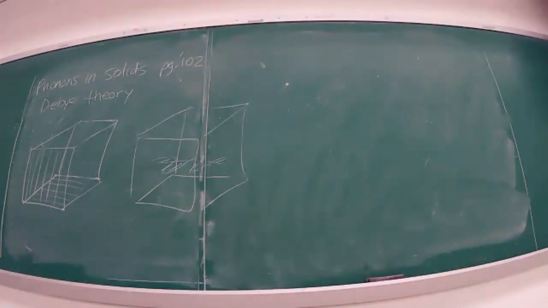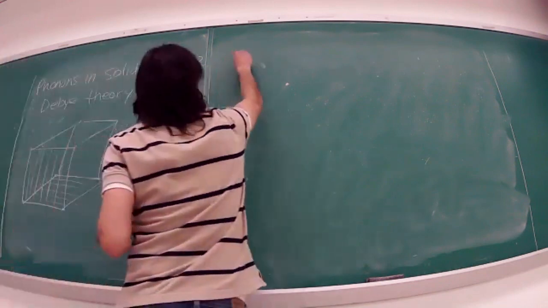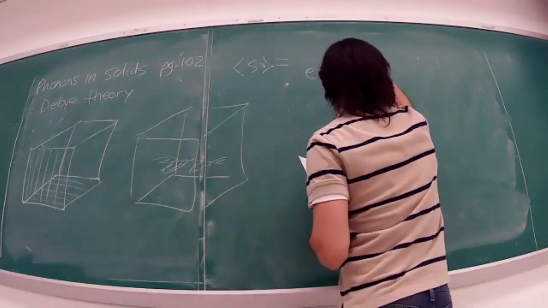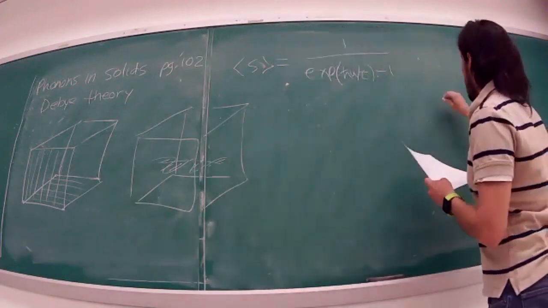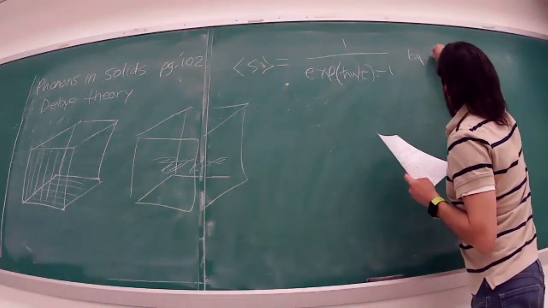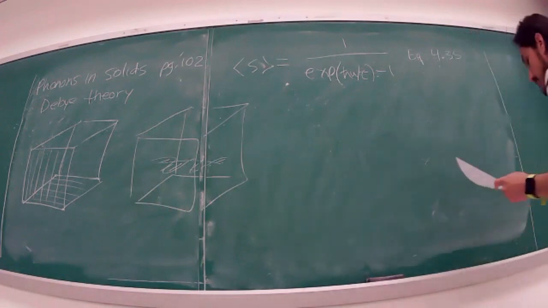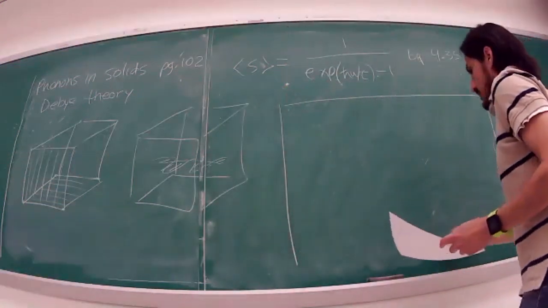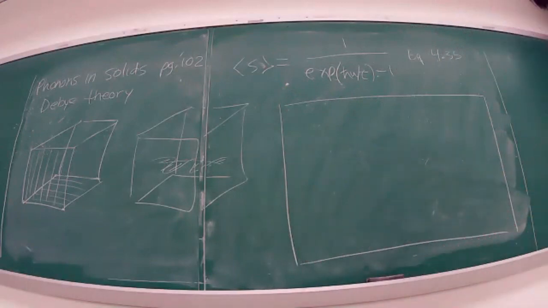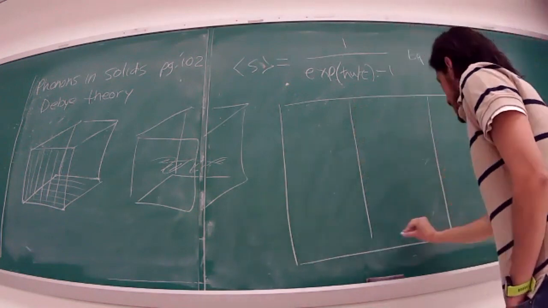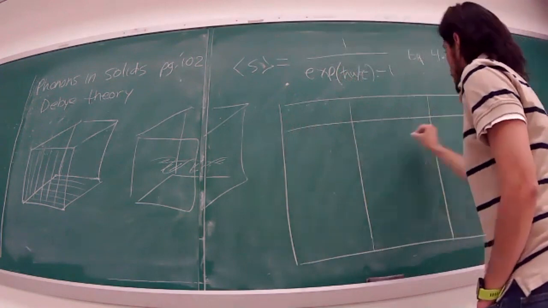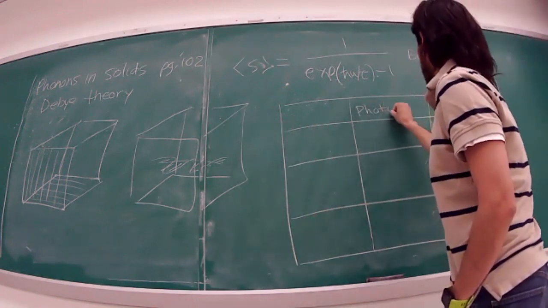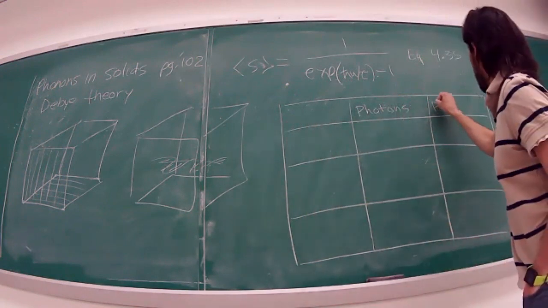They both have the same distribution function, which is the Planck distribution. We had written this before, but it is written again in equation 4.35. There are some differences that matter. So over here, I'm going to have photons. And over here, I'm going to have phonons.